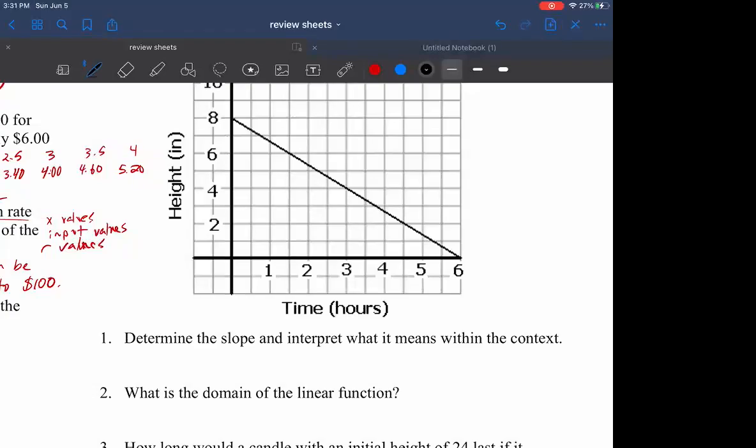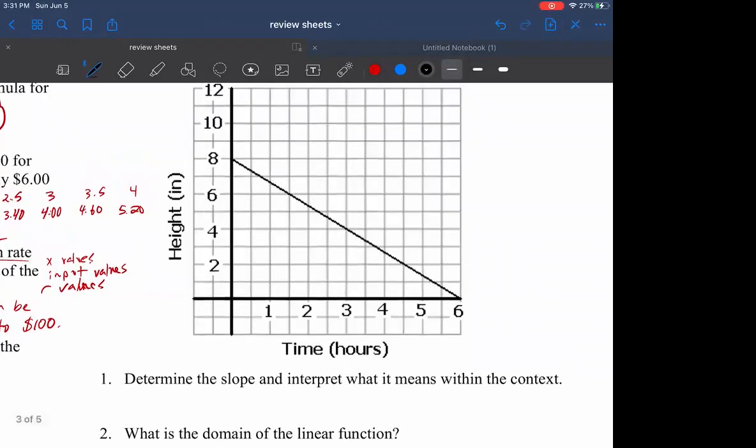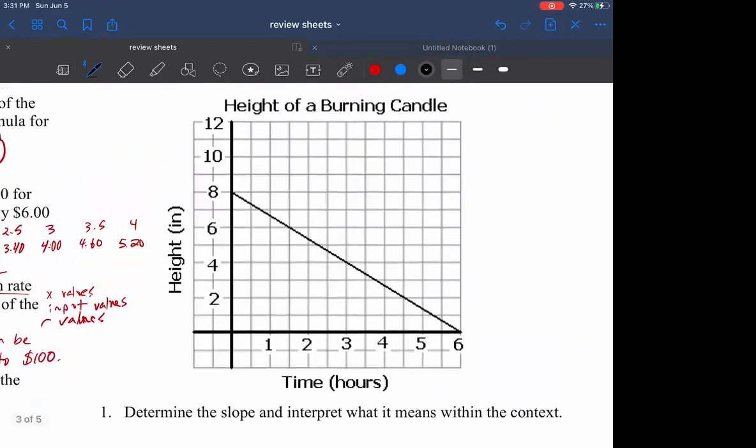All right, review number 6, determine the slope and intercept and what it means within the context of this graph. So we talked about this one as well. We even did this problem in class. So the slope here is the rise over the run. We talked about paying attention to the scales, because if the scales are different, you cannot count the boxes, okay?